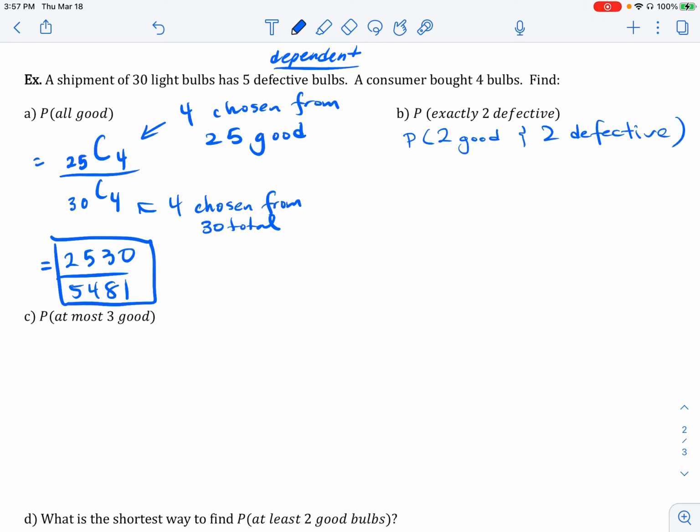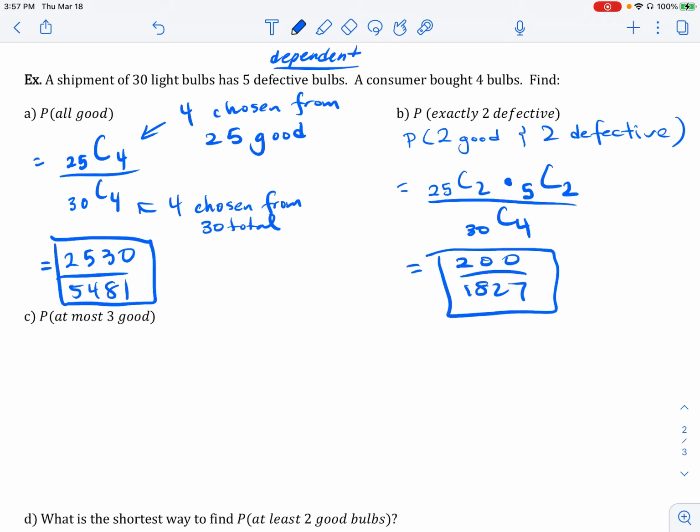So let's find that probability. Well, what is the probability that 2 are good? Well, this time we're choosing 2 from the 25 that are good. Probability that 2 are defective, that means from the 5 that are bad or defective, we're choosing 2 from those. And again, we've got 30 that we're choosing from total. So this is going to come out to 200 over 1827 as our final answer.